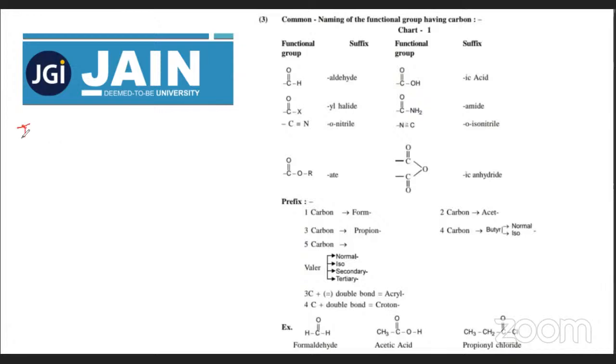Let's say I'm trying to write an IUPAC name. For an IUPAC name, what is there? We have a root word. After the root word, we'll have a secondary prefix, then a primary prefix. And then we have the primary suffix, and then we have the secondary suffix. Both are possible. This is how we write an IUPAC name.